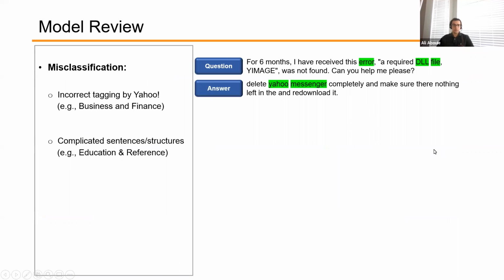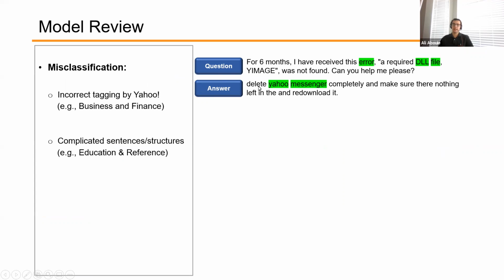Then I took a look at our model to see why misclassification happens. And I found 2 main reasons. First, incorrect tagging by Yahoo. So Yahoo itself mislabeled some of the questions. Giving you an example, the question by the user was, for 6 months, I have received this message. Can you help me, please?